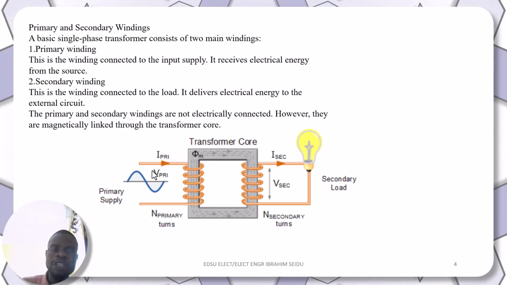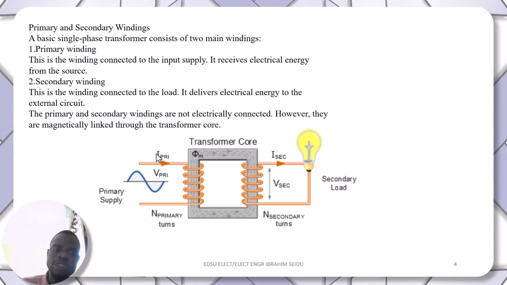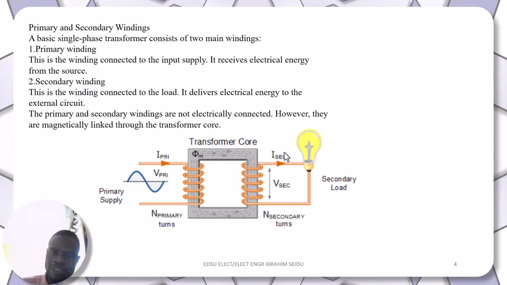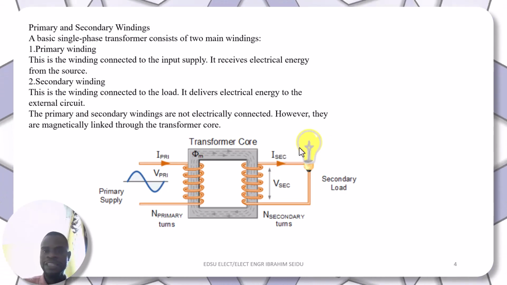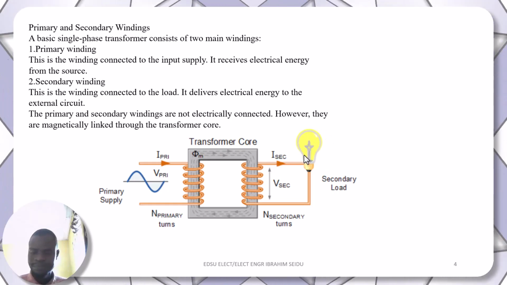The current entering the primary side is the primary current, while the current going out from the secondary side is called the secondary current, and this is what feeds our load.